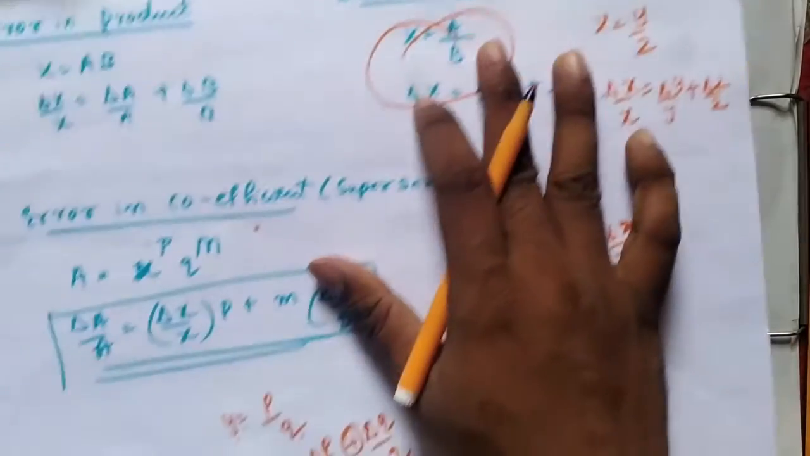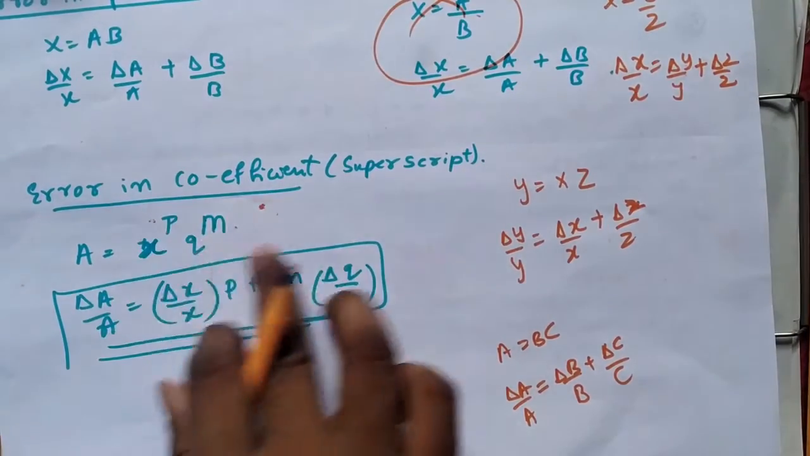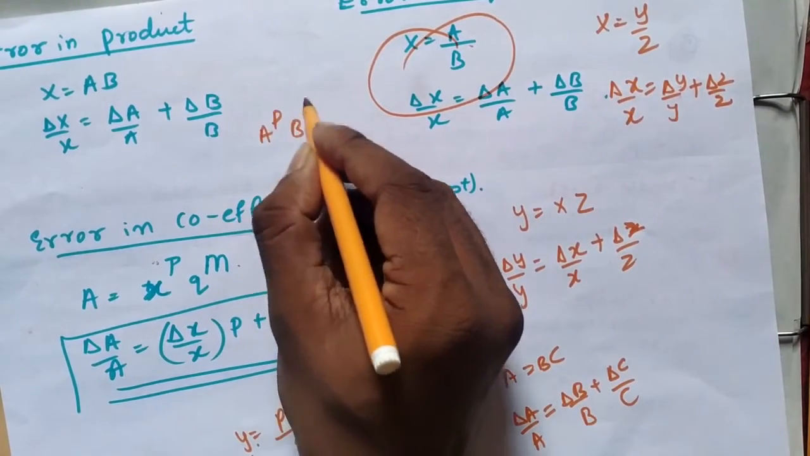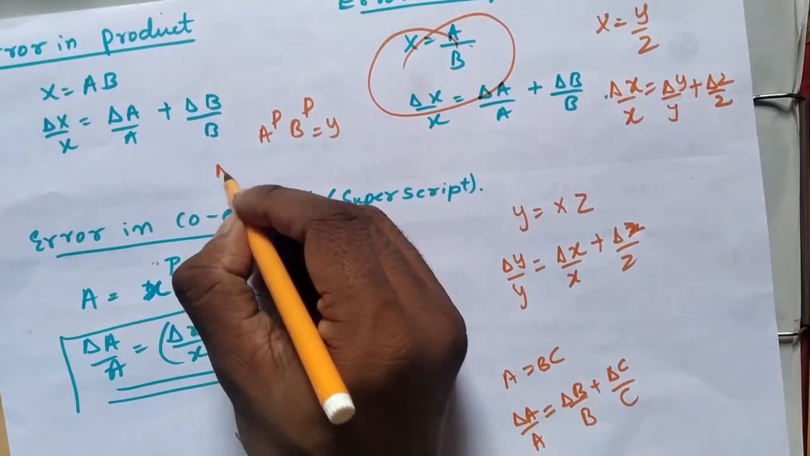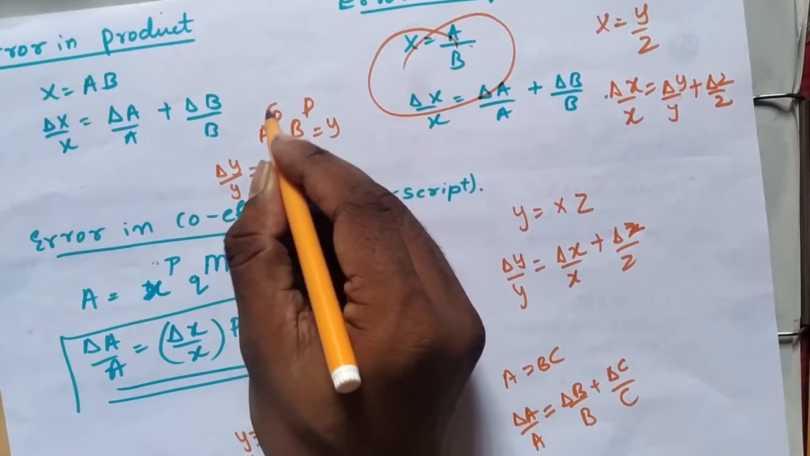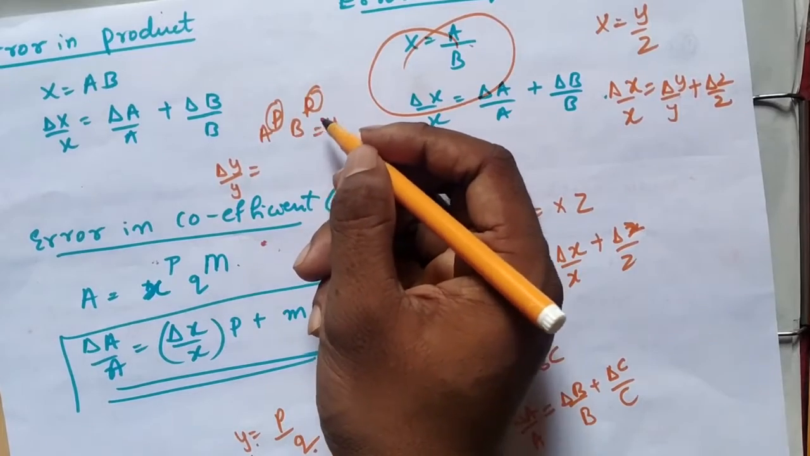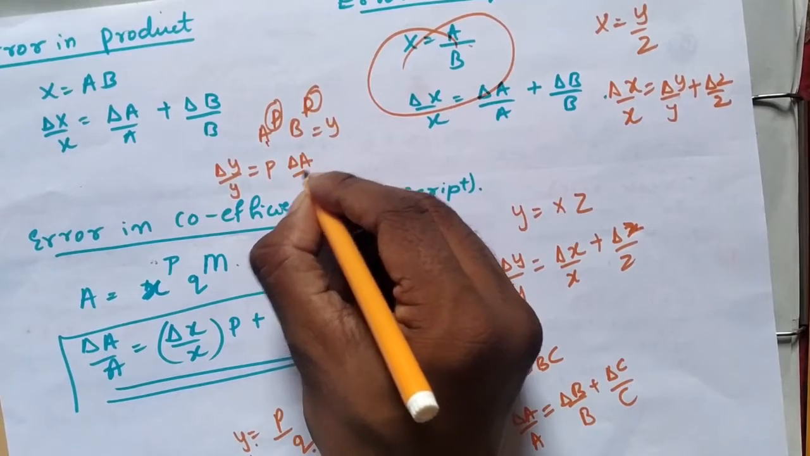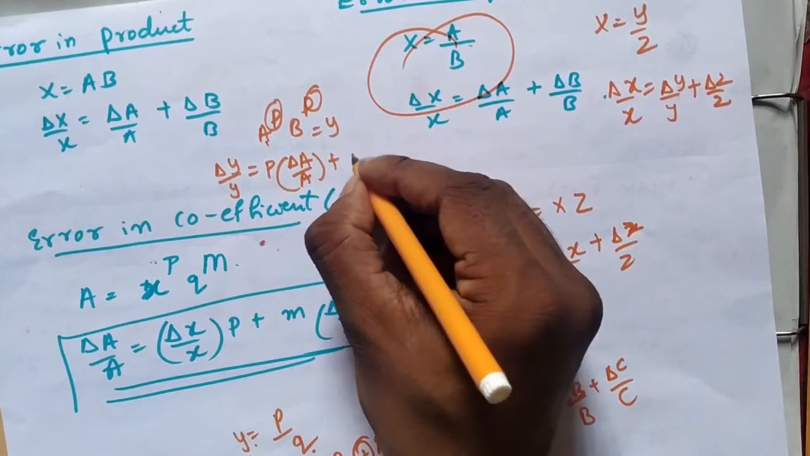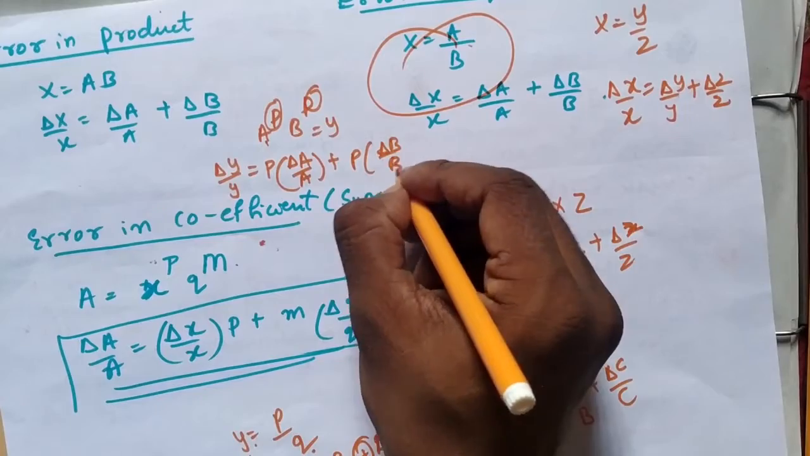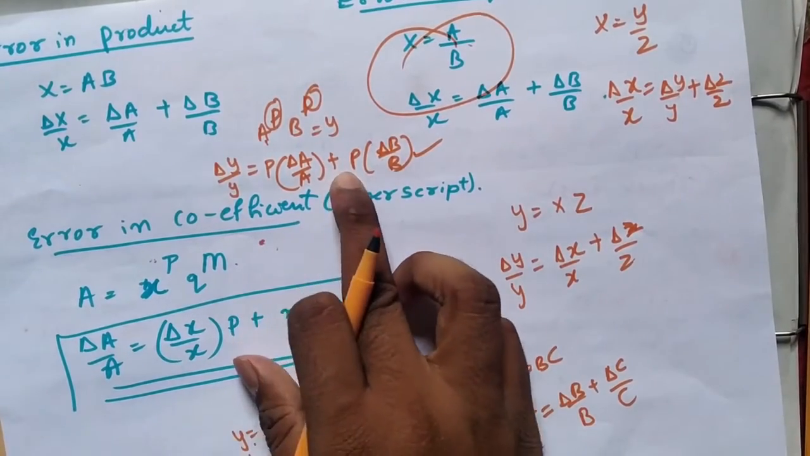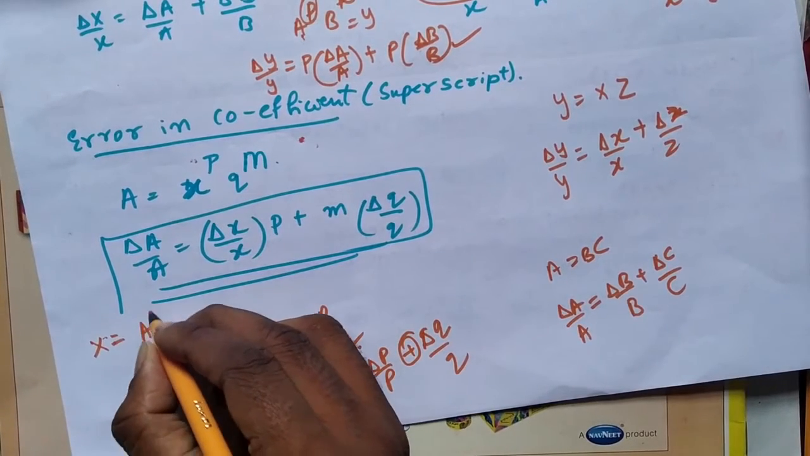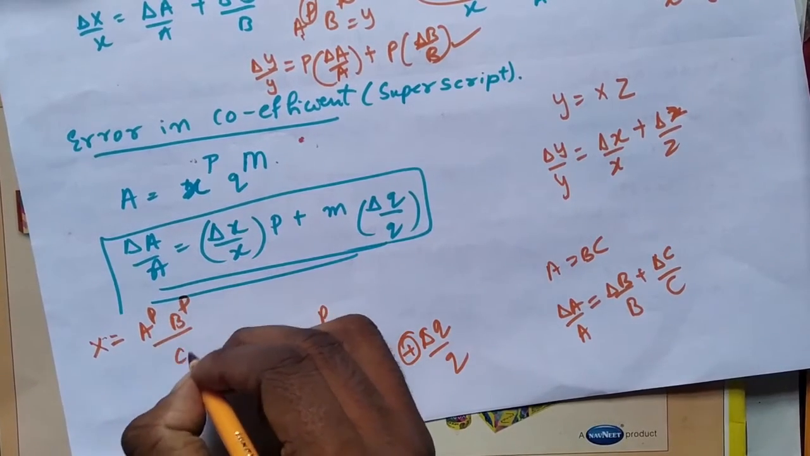Similarly, if you have an error with a coefficient, or exponent, say y is equal to a^p b^p, then delta y by y is the exponent, the superscript, multiplied with the relative error of each term: p into delta a by a plus p into delta b by b. Is it okay? If you don't know, I will take one example: x is equal to a^p b^p divided by c^q.